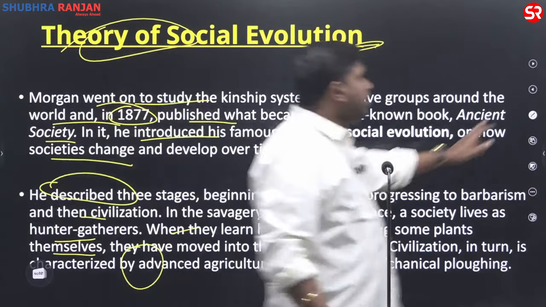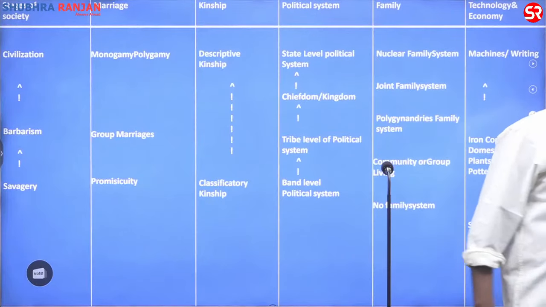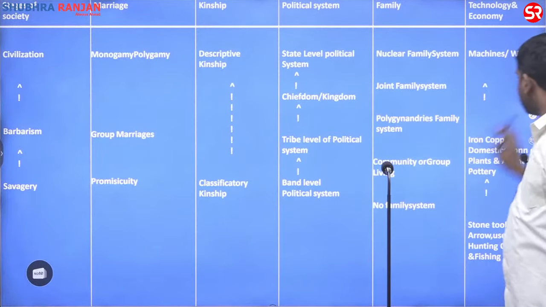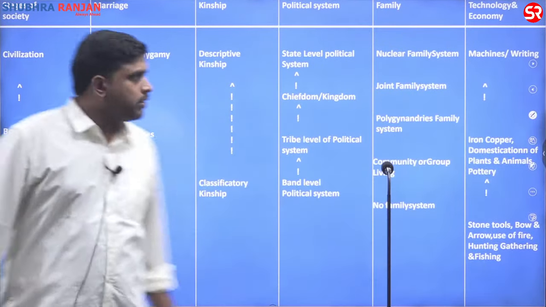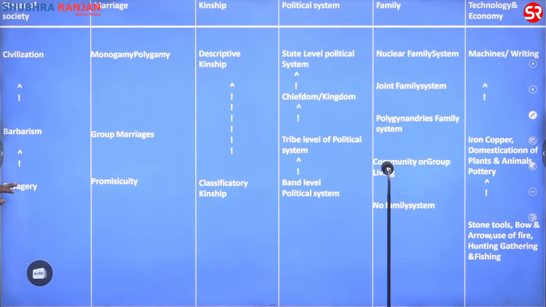So he gave a table which is called, now you see, savagery, barbarism, civilization, marriage.